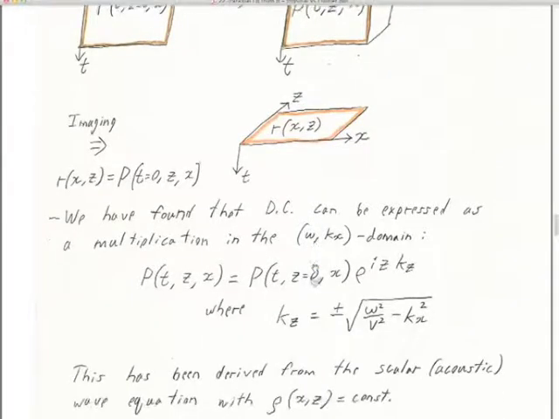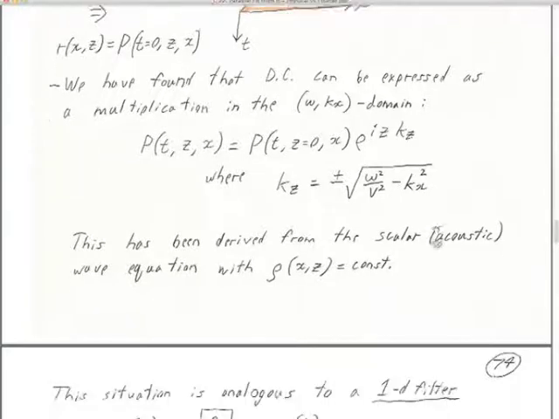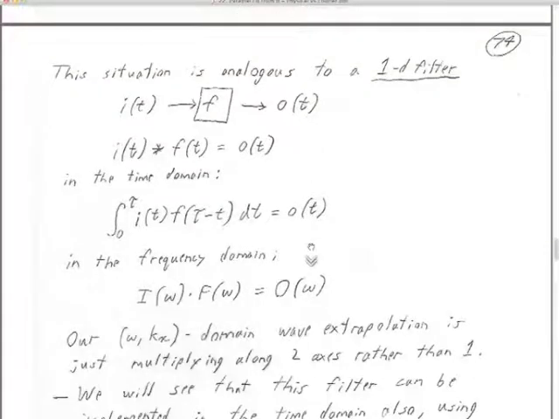We can express the downward continuation as a multiplication in the omega and kx domain. So here's the surface data p of t, z equals zero, and x. We're going to downward continue to p of t and x at a particular value of z, and we're going to do that by multiplying the original data in the Fourier domain by e to the power of i times z times k sub z, where k sub z is equal to plus or minus the square root of the quantity omega squared over v squared minus kx squared. All this has been derived from the scalar acoustic wave equation with, now we know, the assumption that density is constant everywhere in time and space.